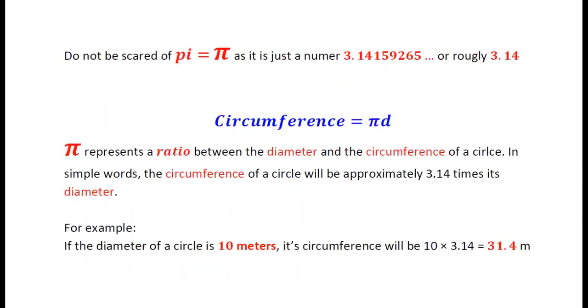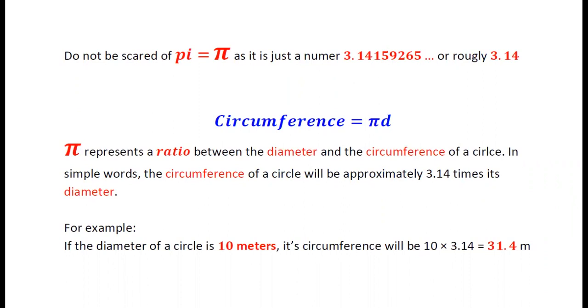Please don't be scared of pi, as this symbol is just equal to a number which is 3.14159265 and so on. Or very roughly, you can say 3.14. Pi represents a ratio between the diameter and the circumference of a circle. In simple words, the circumference of a circle will be approximately 3.14 times its diameter.